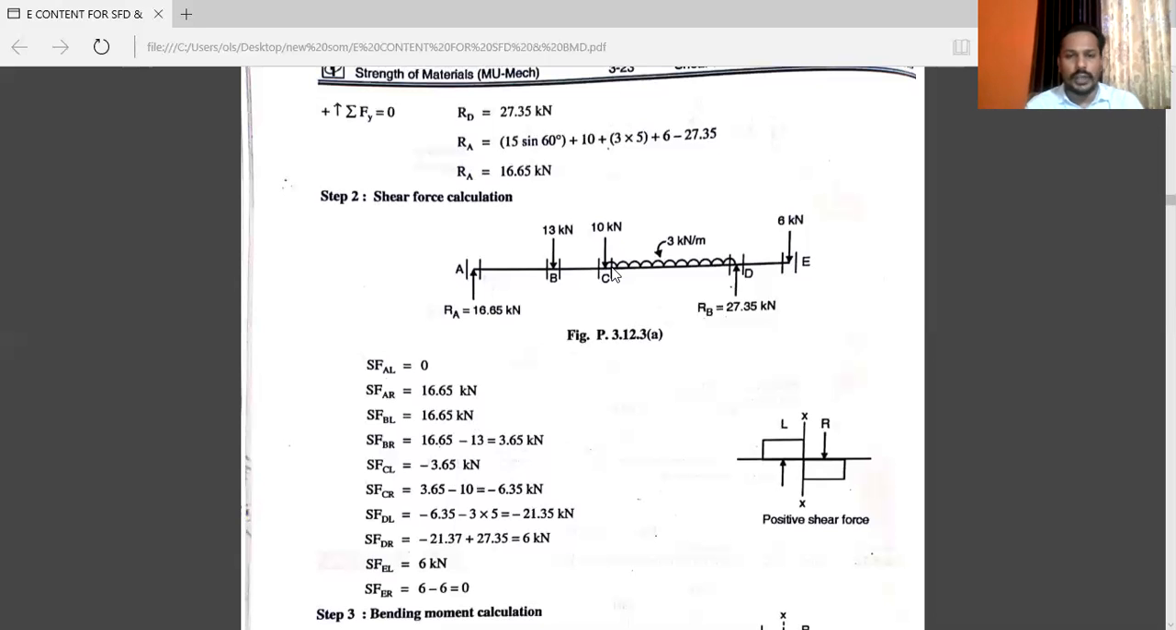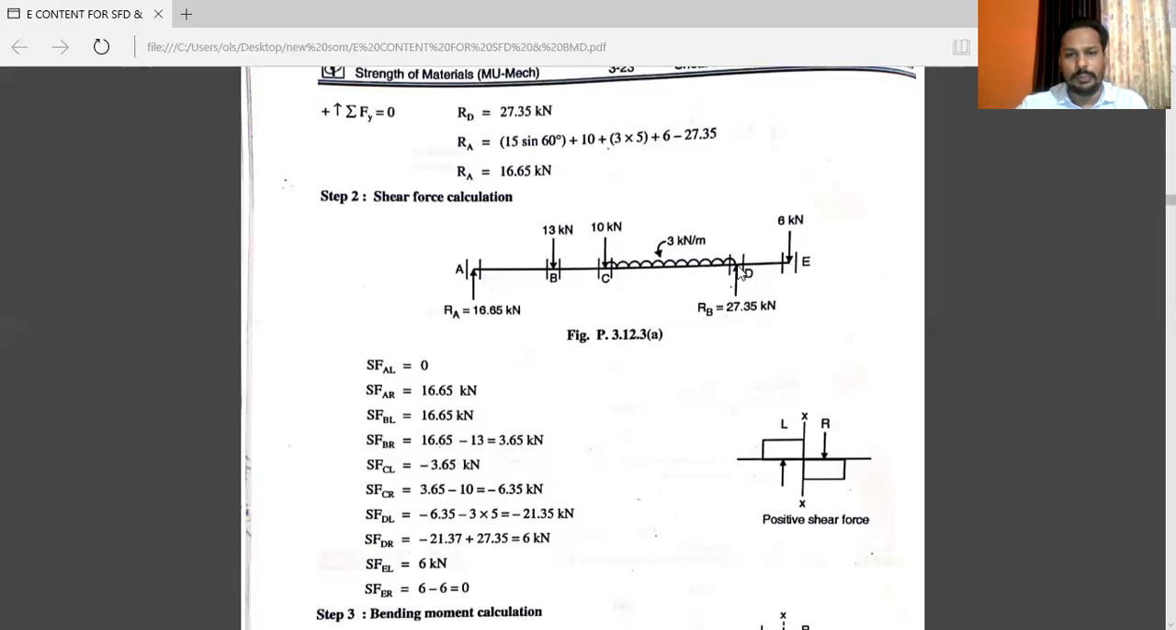So at point C just to the right, you can see RA upward, 13 kilonewton downward and 10 kilonewton downward. So plus RA minus 13 minus 10. The answer will be minus 6.35 kilonewton.